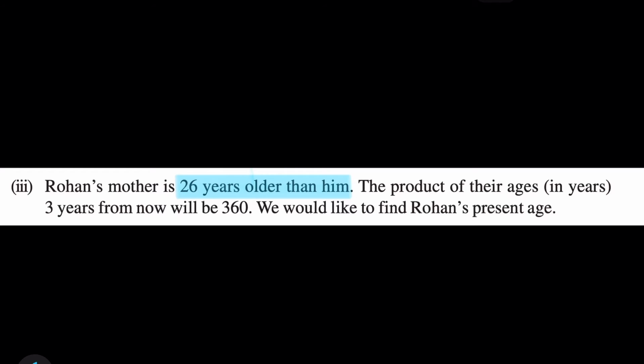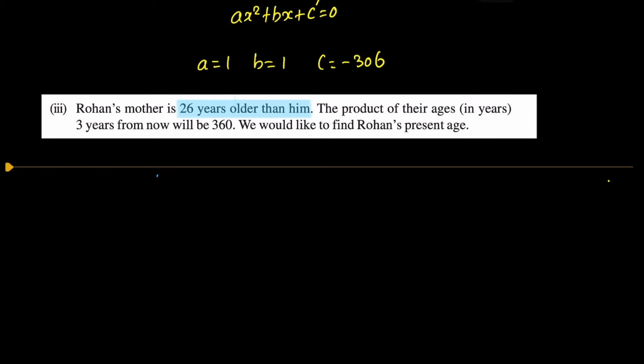Third question. Rohan's mother is 26 years older than him. Then the product of their ages 3 years from now will be 360. We need to find Rohan's present age. So just convert it into the quadratic form. So first, Rohan's mother is 26 years older than him. So we assume Rohan's age is x. Now Rohan's mom's age is 26 more than him, so that means x plus 26.